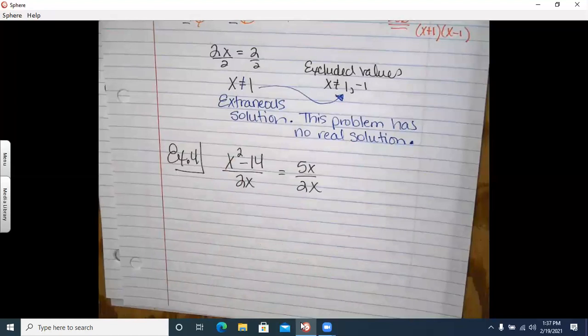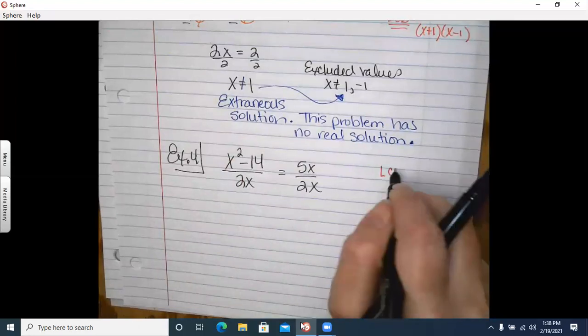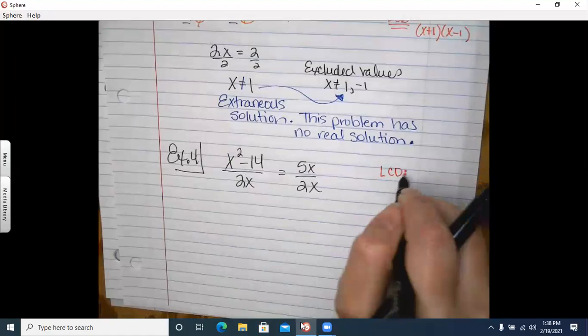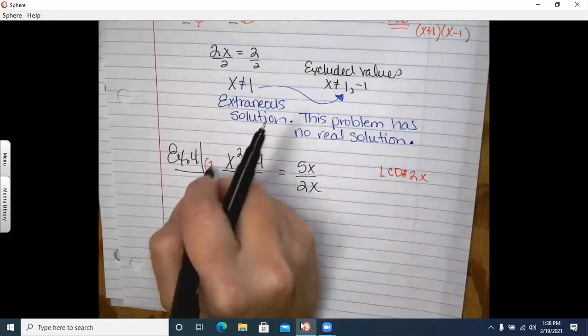So on both of these, the denominators in each fraction are a monomial. You don't have to factor a monomial. And the great thing is they're the exact same. So this one's much easier when it comes to this part. What is your least common denominator? 2x. Easy. So I'm going to multiply both sides by 2x.